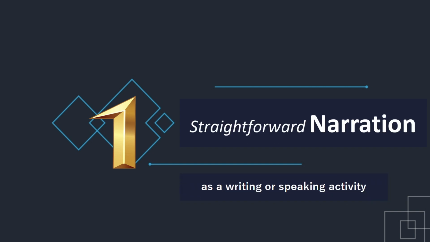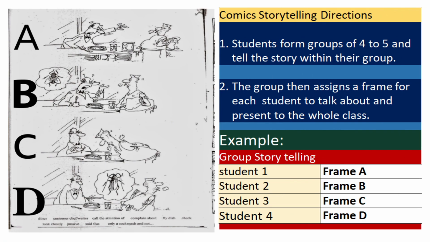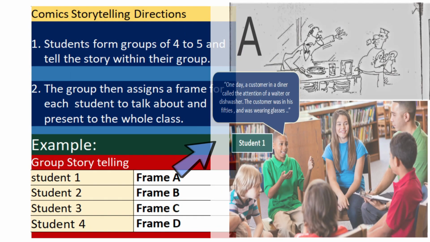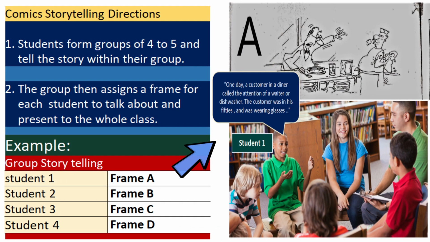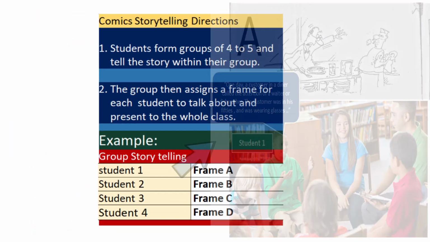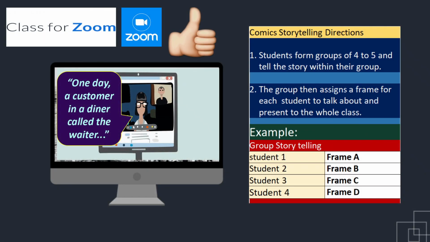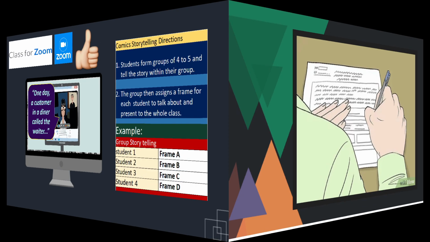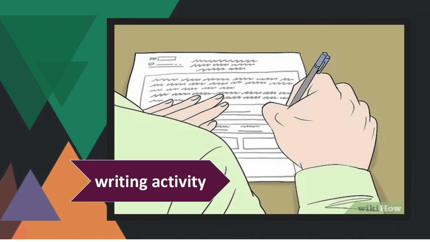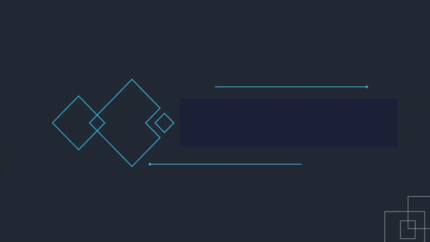First on my list is straightforward storytelling or narration, which can be done as a writing or speaking activity. For this option, students form groups of 4 to 5 and tell the story within their group. The group then assigns a frame for each student to talk about and present to the whole class. And this also works for Zoom or online classes, or this could be assigned as a writing activity homework.